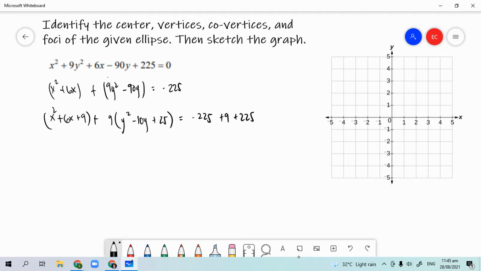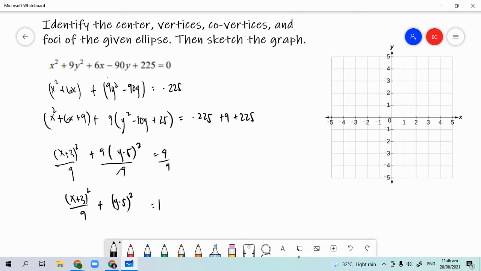So this 225 comes from this 25 times 9. So then simplifying this, we have x plus 3 squared plus 9 times y minus 5 squared is equal to 9. And then finally, we divide everything by 9 so that we'll have 1 on the right hand side, and then on the left we have x plus 3 squared over 9 plus y minus 5 squared. So we cancel these out.